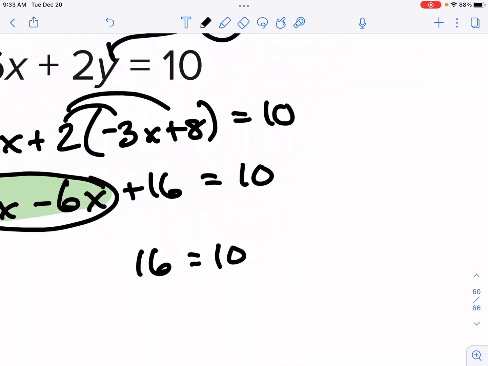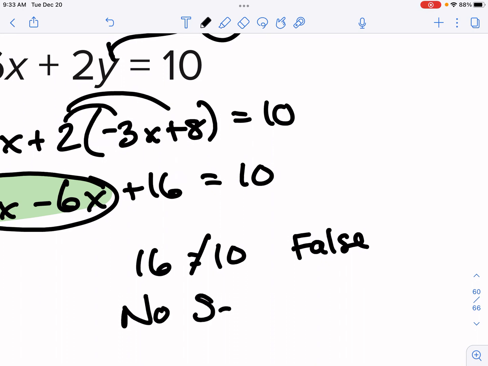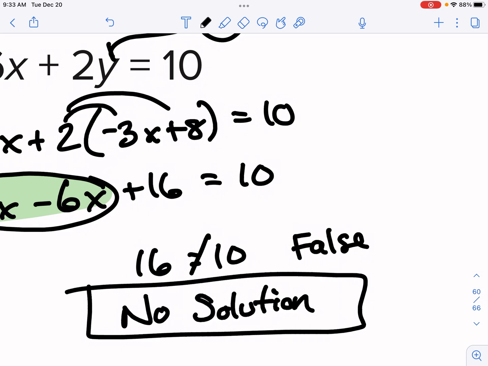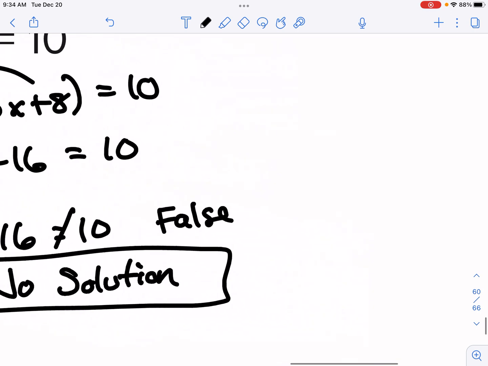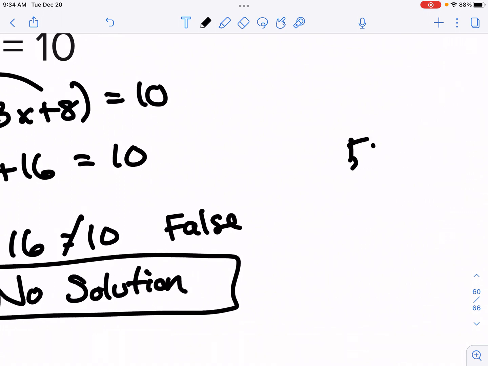You may see that 16 is equal to 10. Since it is a false statement, with the cross meaning it is not equal to, false statements mean that there is no solution. It is not possible to have a value for x and y that satisfy the equation. If we did have a true statement, I'm just going to give something off to the side, like 5 equal to 5, then that is infinitely many solutions.